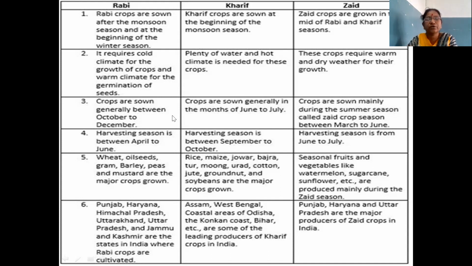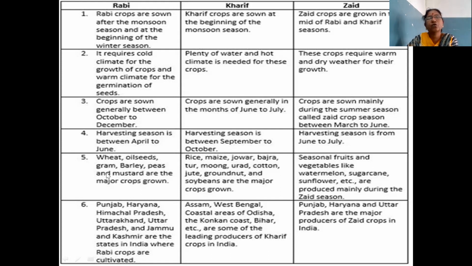The Rabi crops are grown generally between October to December. And the Kharif crops are sown in the months of June and July. They are harvested in the September, October season. The Zaid crop, or the summer crops, are sown mainly during the summer season, and that's why they are called summer crops. That is between March to June. Some of them start in February also. Harvest season for the Rabi crop is between April to June. Harvest season for the Kharif is from September to October. Harvest season of the Zaid is June to July.